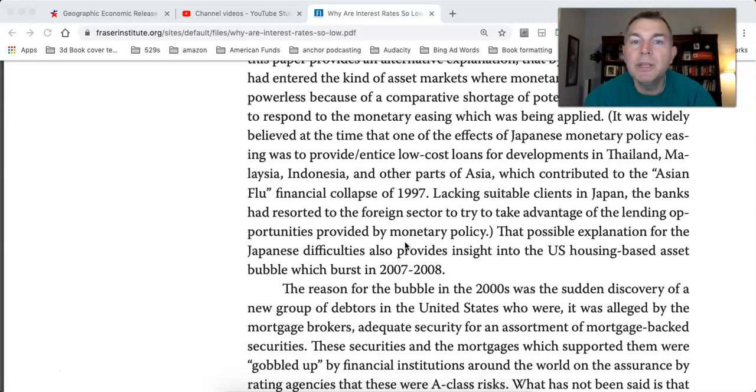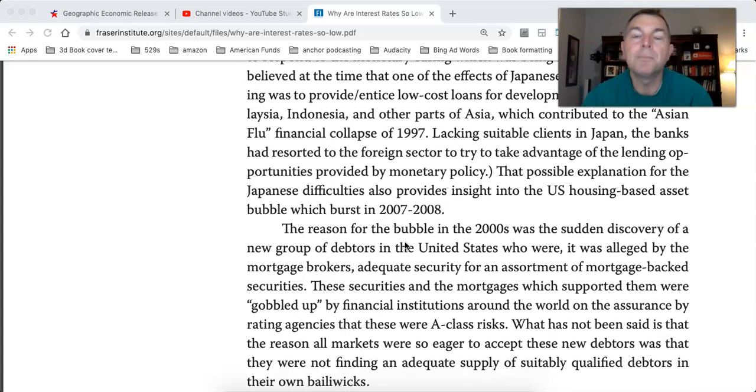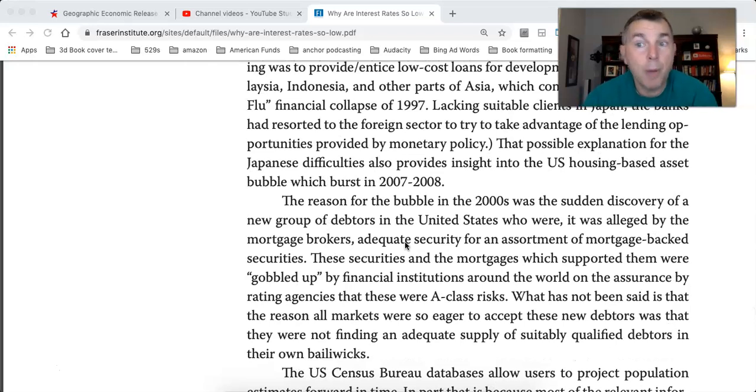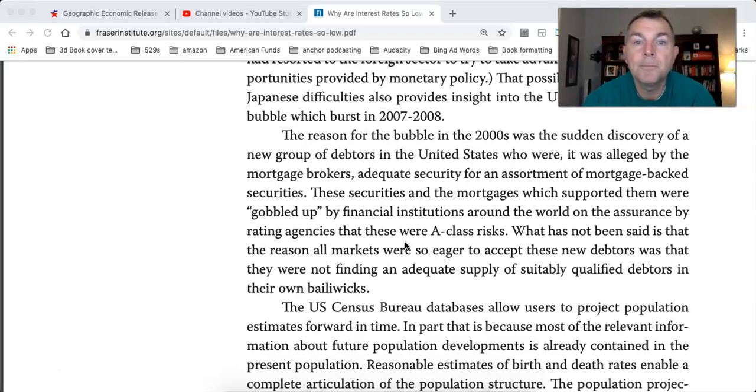It was widely believed at the time that one of the effects of the Japanese monetary policy easing was to entice low-cost loans for developments in Thailand, Malaysia, Indonesia, and other parts of Asia, which contributed to the Asian financial collapse in 1997. Lacking suitable clients in Japan, the banks have resorted to the foreign sector to try to take advantage of the lending opportunities provided by monetary policy. That possible explanation for the Japanese difficulties also provides insight into the U.S. housing-based asset bubble which burst in 2007 and 8.